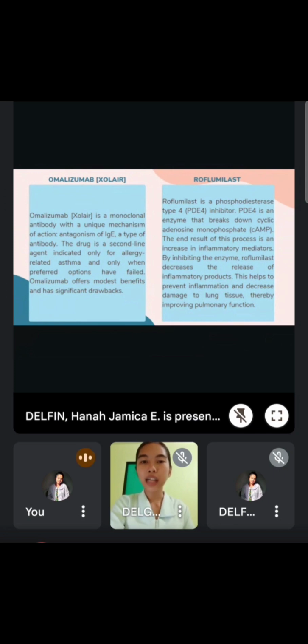Roflumilast is a phosphodiesterase type 4, or PDE4, inhibitor. PDE4 is an enzyme that breaks down cyclic adenosine monophosphate, or cAMP. The end result of this process is an increase in inflammatory mediators. By inhibiting the enzyme, roflumilast decreases the release of inflammatory products. This helps to prevent inflammation and decrease damage to lung tissue, thereby improving pulmonary function.